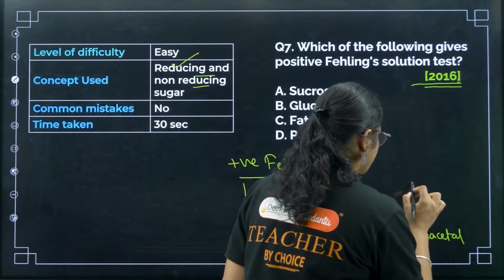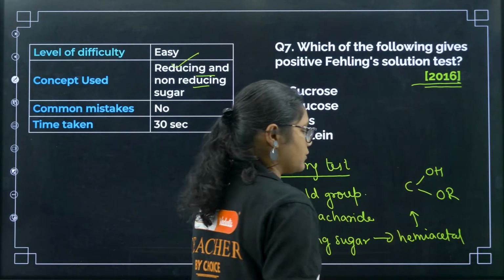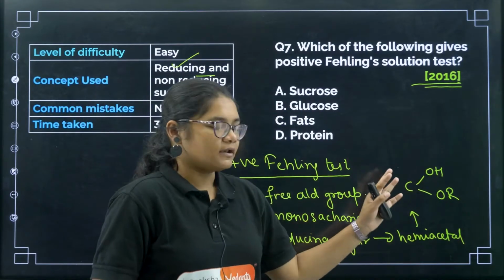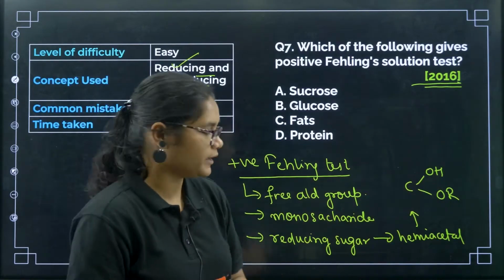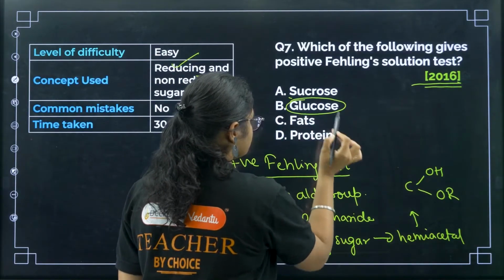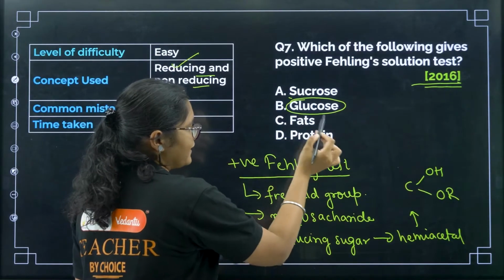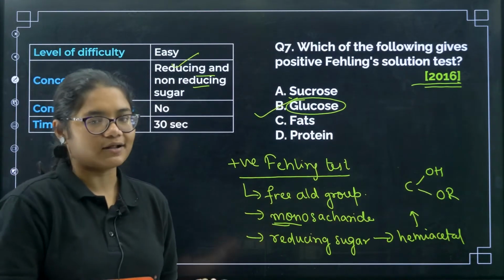We have studied in the aldehydes chapter. If we have COH and OR, okay, then this one can give you a positive Fehling test. Okay, now let us see the options here. So you can see glucose. Glucose is a monosaccharide and it has a free aldehyde group. So that is why option number B will be the correct answer here.